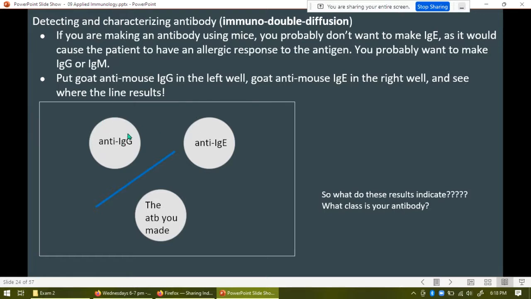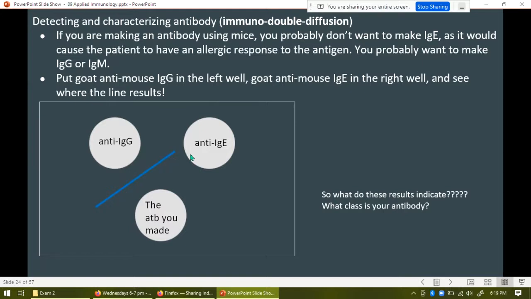Yes, you can buy that online. And then in the right well, you have molecules of IgG made by a goat that bind to mouse IgE antibody Fc regions. So that's goat anti-mouse IgE. Refer to slide 2 if you're confused about that terminology. Goat anti-mouse IgE is in your right well. And then you just run a precipitin reaction and you see where the line results. If the antibody you made is IgG, you're going to see a line forming between the IgG molecules that you made and the goat anti-mouse IgG as those proteins come into contact.